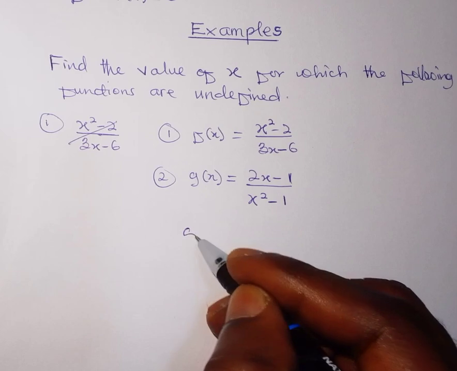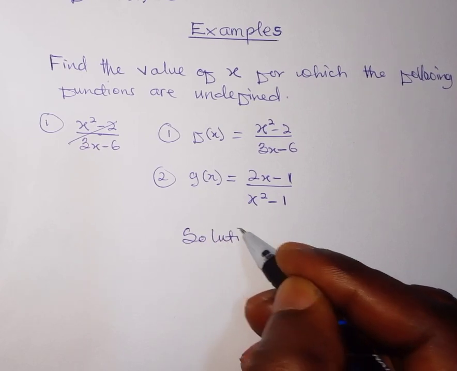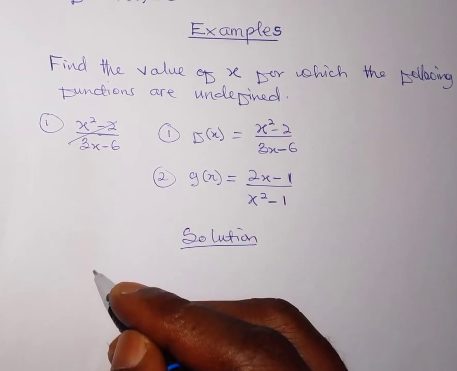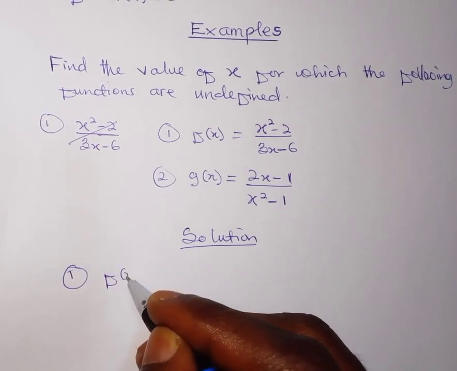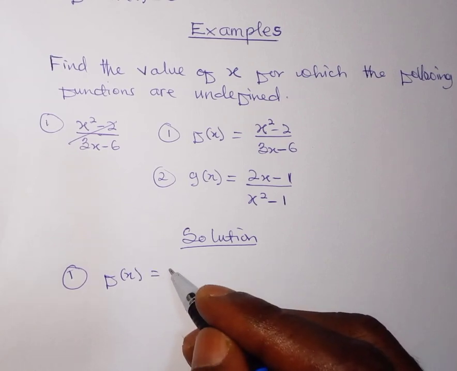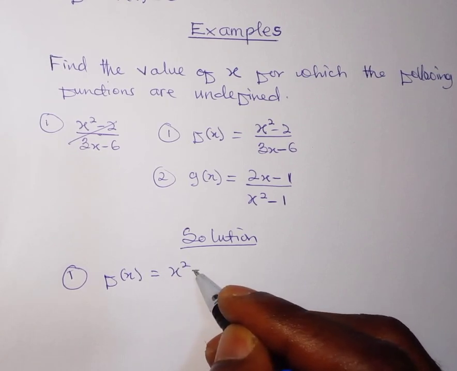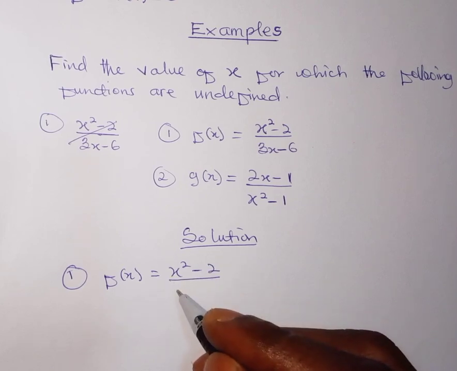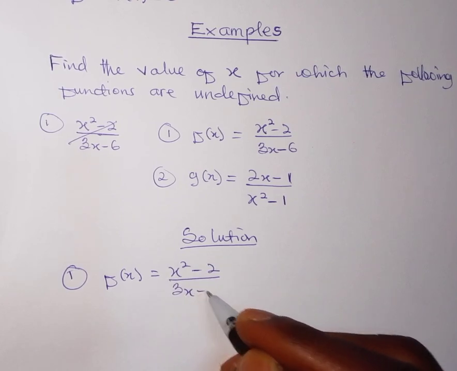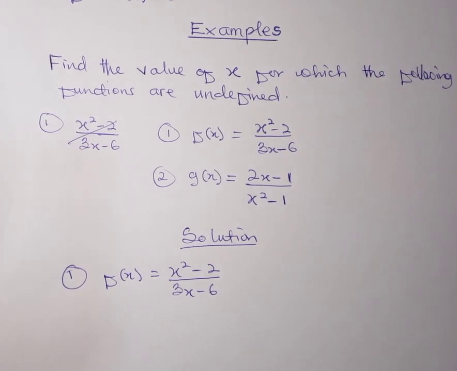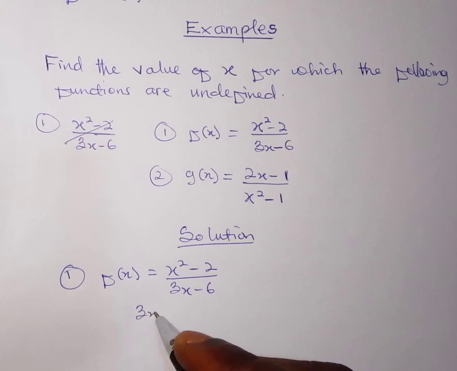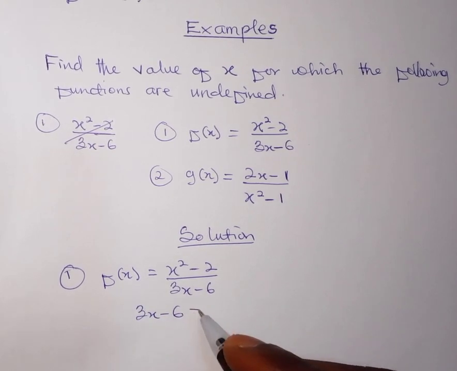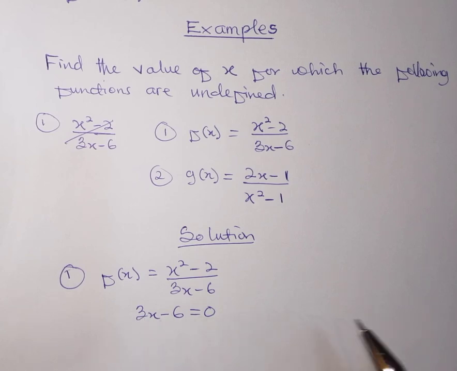So for example 1, we are saying f at x is equal to x squared minus 2 all divided by 3x minus 6. For the function to be undefined, then 3x minus 6 should be equal to 0. If this is equal to 0, then the function will be undefined.